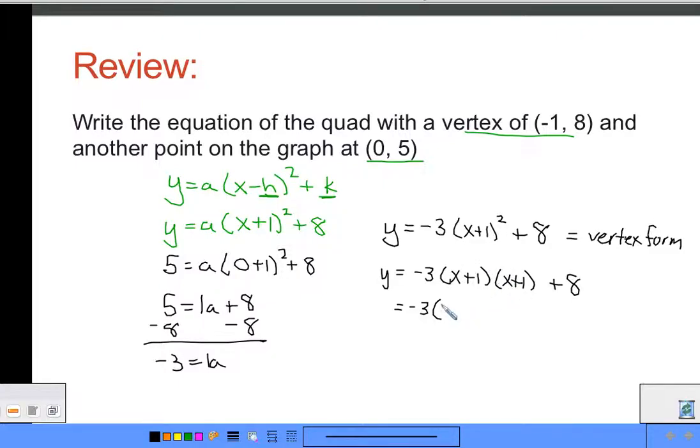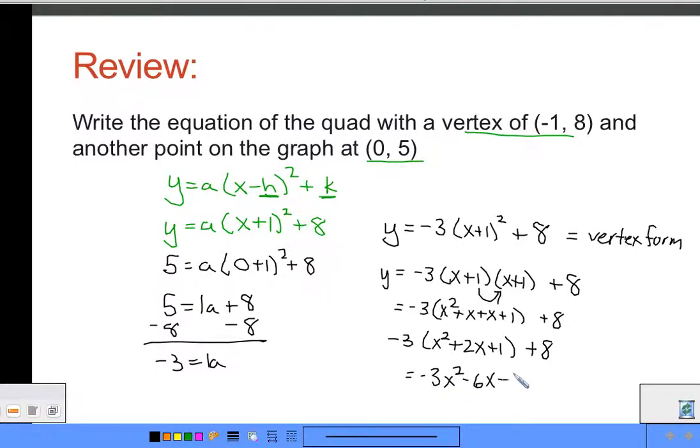So if we distribute here, we got x squared plus x, distribute the 1, plus x plus 1 plus 8. So negative 3 times x squared plus 2x plus 1 plus 8. Negative 3x squared minus 6x minus 3 plus 8. And combine like terms, negative 3x squared minus 6x plus 5. So this would be in our standard form.